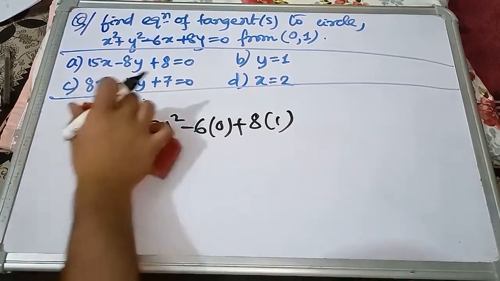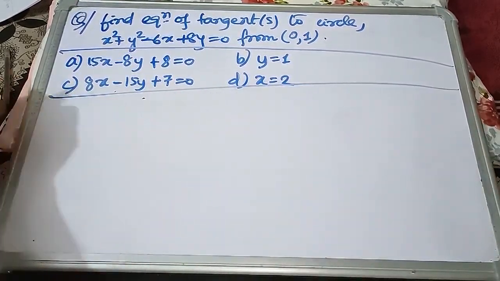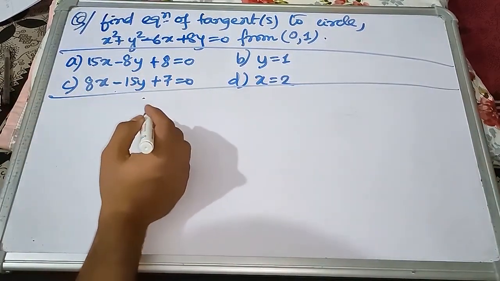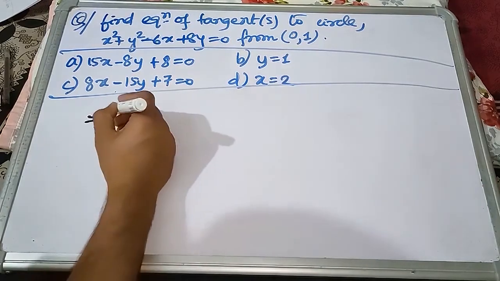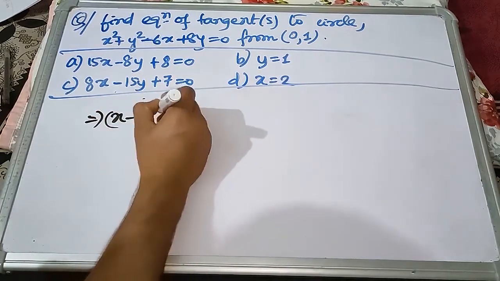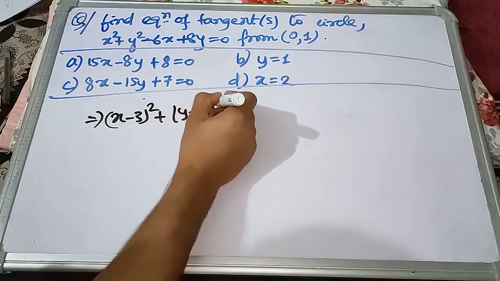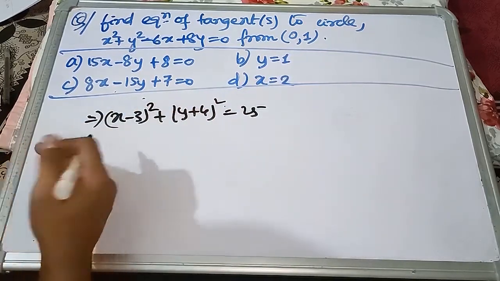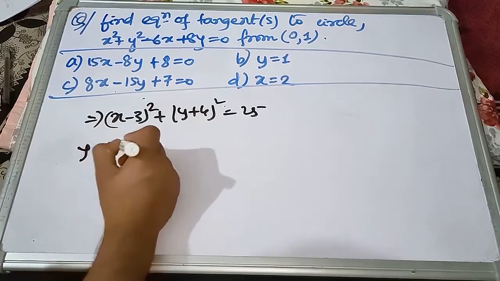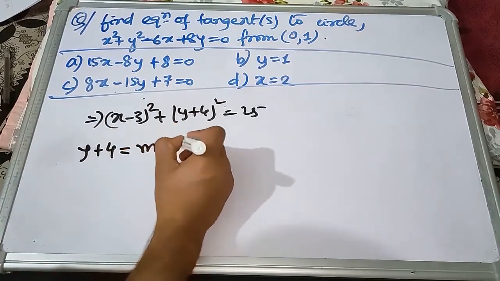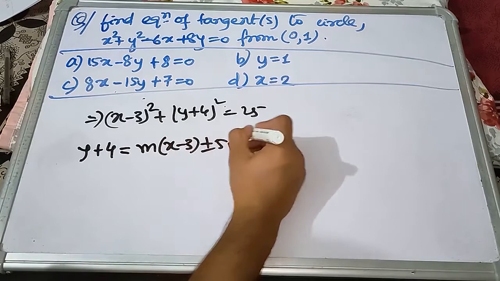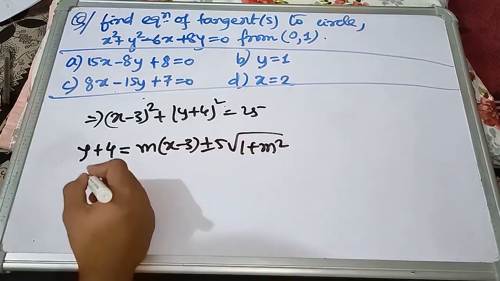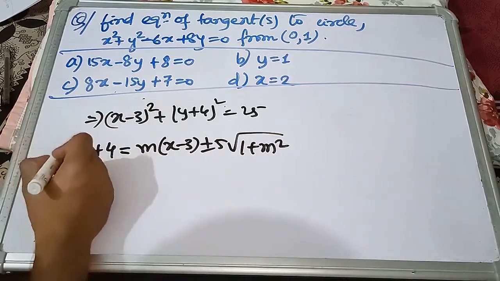Here you need to apply the algorithm which I already discussed with you. What was that? First you need to write the equation of the natural tangent. So we convert it. This becomes (x minus 3) whole square plus (y plus 4) whole square equals 25. I am not explaining again how to write the equation of tangent because I already did it. So this becomes y plus 4 equals m into (x minus 3) plus minus 5 into root under 1 plus m square. And now this is your natural tangent.